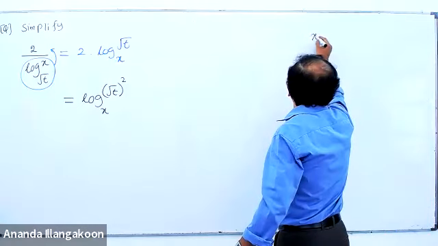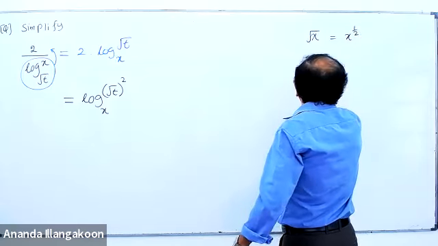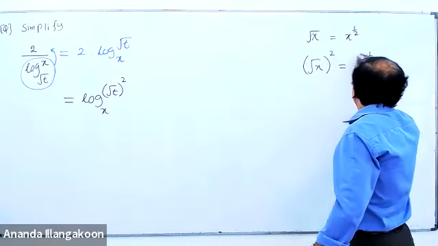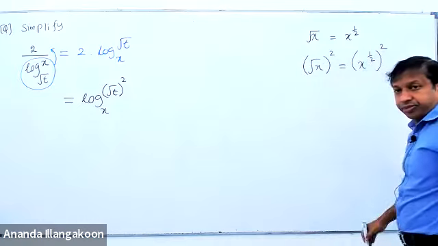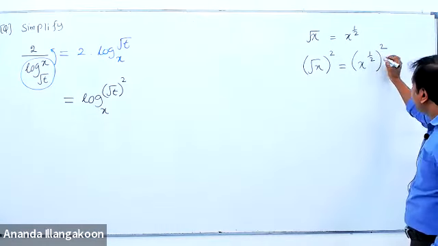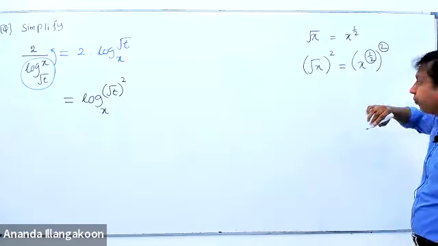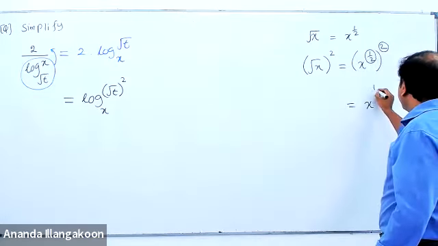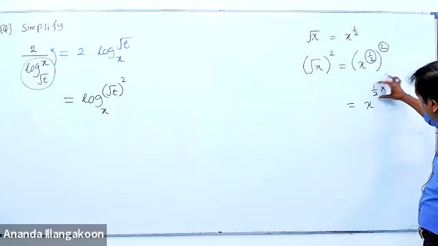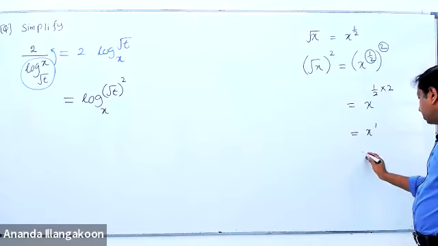For instance, suppose this simplification: root x is x to the power half. Now I square left and right. Then on the right hand side, x to the power half, we have to square like this. Now on the right hand side we can simplify using the index laws: the inner power half should be multiplied with the outer power 2. Then we get x to the power half into 2. You know, when we multiply half by 2, we get 1. Then we get x to the power 1. X to the power 1 means x.